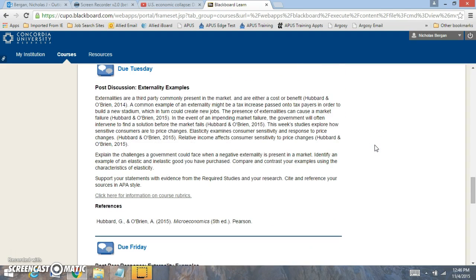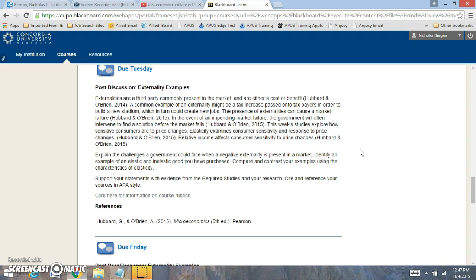Also, for the first discussion board, here's a little backdrop on externalities. You're going to be looking at explaining the challenges a government could face when a negative externality is present in a market. So what you want to look at is, how does the government solve for these issues? That's what you want to focus on.